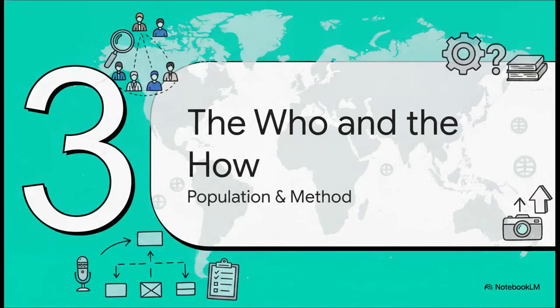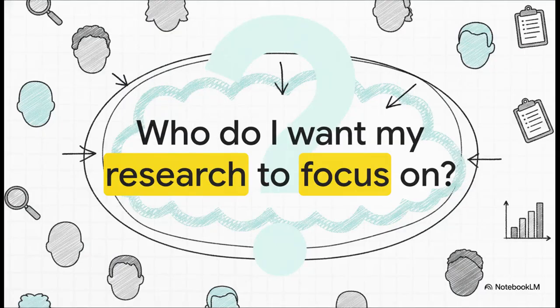Moving right along to section 3, the who and the how. Now we're transitioning into the logistical stage of our roadmap. We have to decide exactly who we're studying. Posing the inner monologue question, who do I want my research to focus on, introduces this concept of the target population. Basically, this is the entire group of people the sociologist actually wants to study.